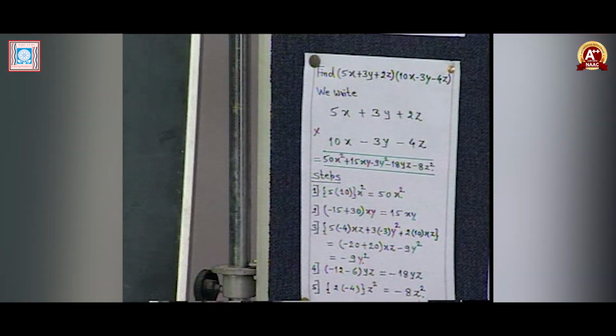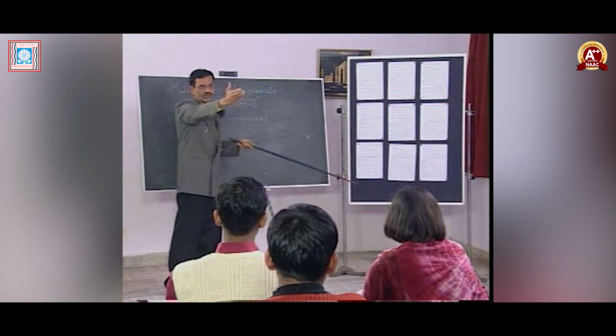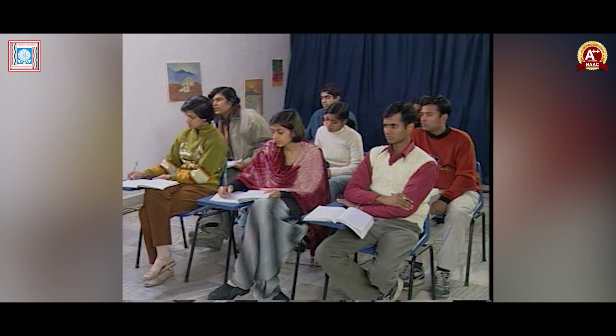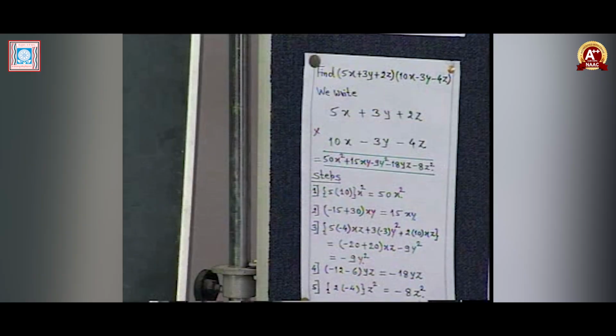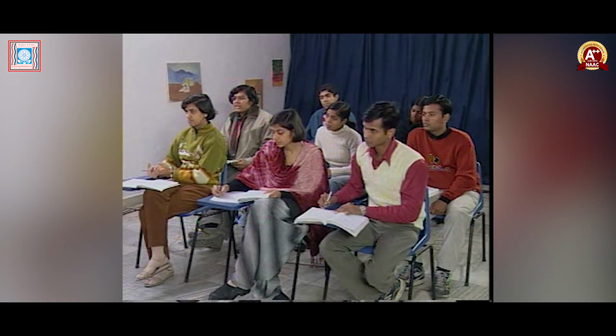Now next, leaving out the extreme left term, we try to get the coefficient of yz. Let us give the answer. So 3 into minus 4, that is minus 12. Then minus 3 into 2, that is minus 6. Minus 12 minus 6 will be minus 18yz.